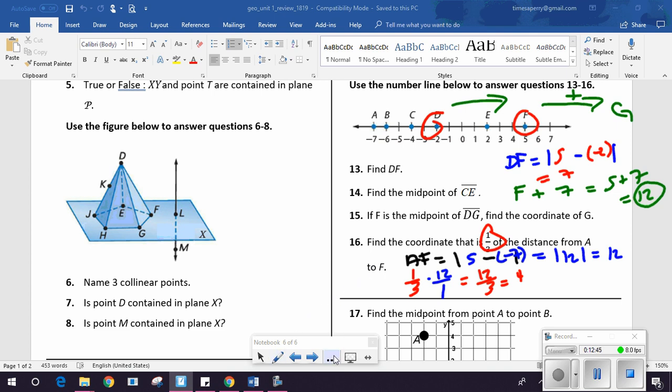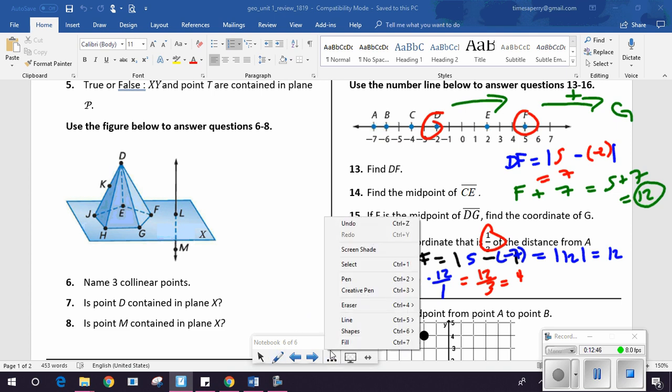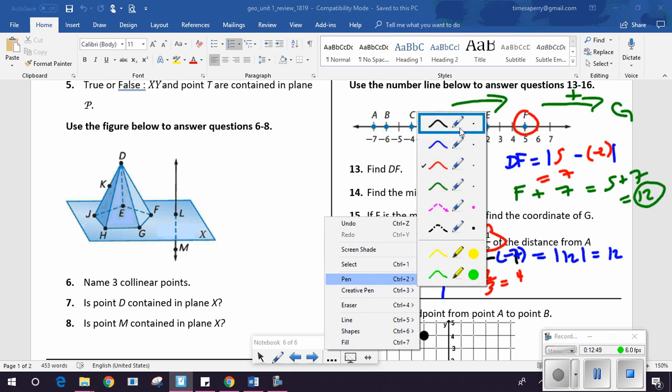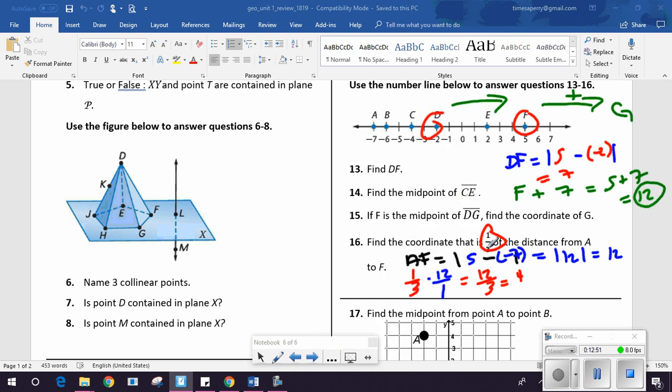Second, again, since we're moving to the right, we're going to add to the original starting value, which was A. So we're going to have A's value plus 4. A was at -7, and then plus 4 more would put me at -3. So -3 marks the spot 1/3 of the distance between A and F.